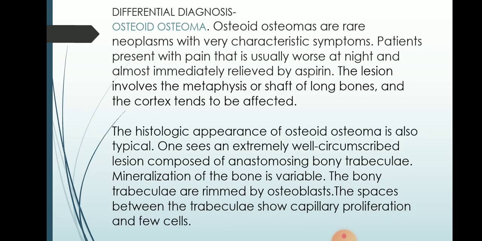Differential diagnosis. Osteoid osteoma. Osteoid osteomas are rare neoplasms with very characteristic symptoms. Patients present with pain that is usually worse at night and almost immediately relieved by aspirin. The lesion involves the metaphysis or shaft of long bones, and the cortex tends to be affected. The histologic appearance of osteoid osteoma is also typical. One sees an extremely well circumscribed lesion composed of anastomosing bony trabeculae.